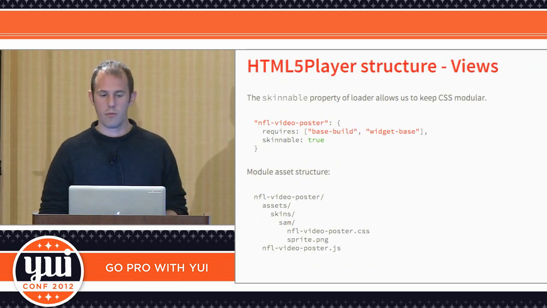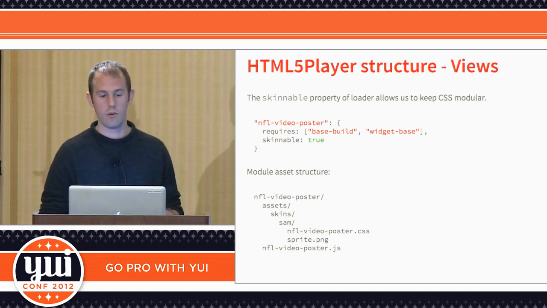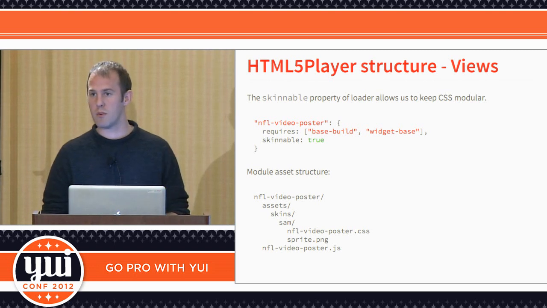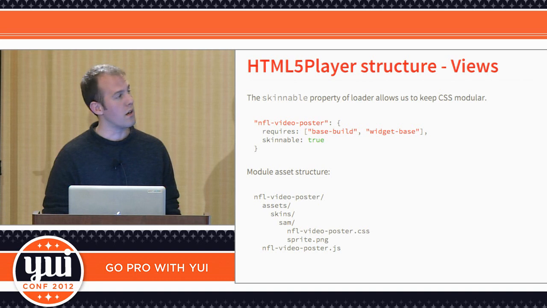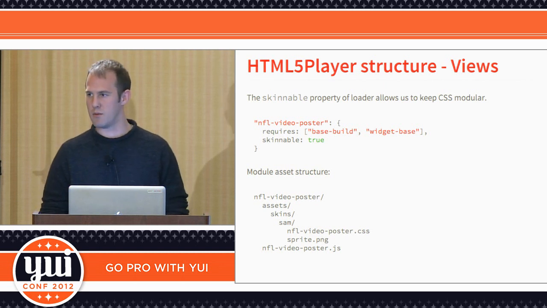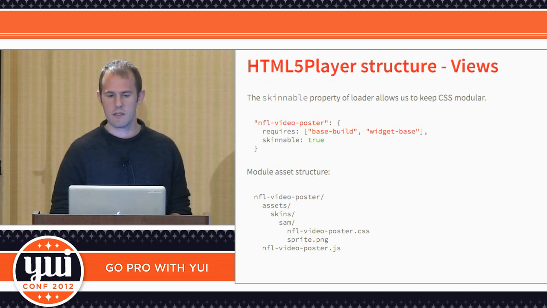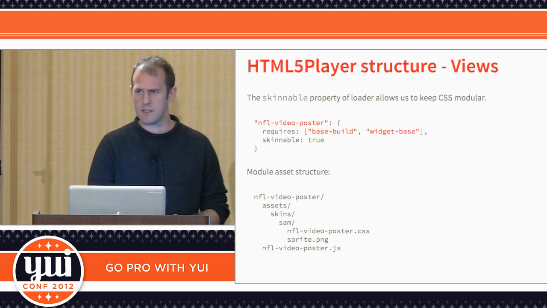We also skin all of our views in CSS using the skinnable property in Loader. Every view is its own module, and by setting skinnable to true and setting up our folder structure like this, we get automatic loading of CSS files specifically for these modules, which allows us to keep our code modular and organized. We generate all of these CSS files using Sass.